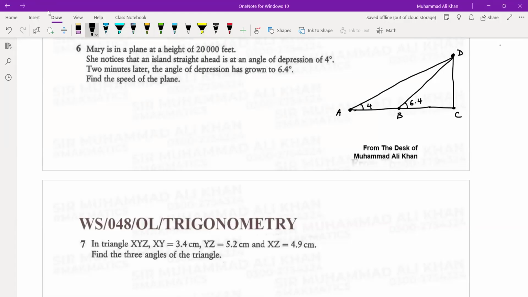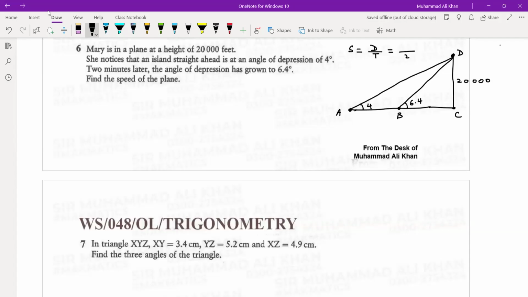Speed. What is the formula for speed? Speed equals distance upon time. Now, we have the time. How much? 2 minutes later. The time is 2 minutes, right? But we don't have the distance. We have to calculate the distance AB, how much it traveled in 2 minutes. Height is 20,000.